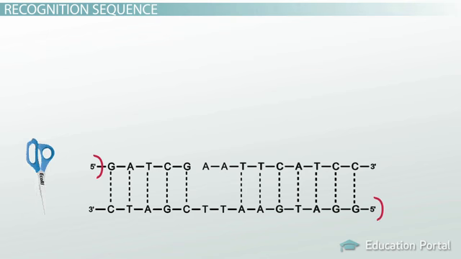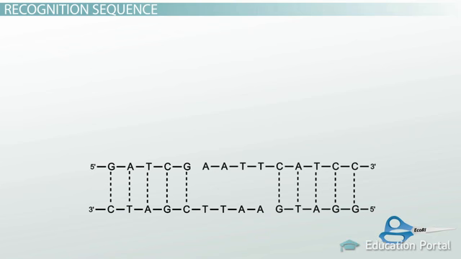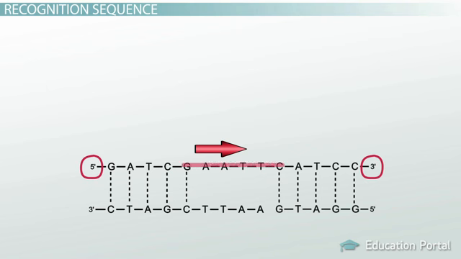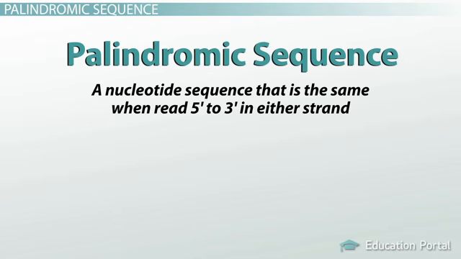Recall that DNA is always read from the 5' end to the 3' end of the strand. If you look more closely at the recognition site, you should notice that the recognition sequence is the same in both strands. If you read the top strand from the 5' to the 3' end, the strand reads GAATTC. However, if you read the bottom strand from the 5' end to the 3' end, you get the same result, GAATTC. When a nucleotide sequence is the same, whether it is read forward or backward, it's called a palindromic sequence.